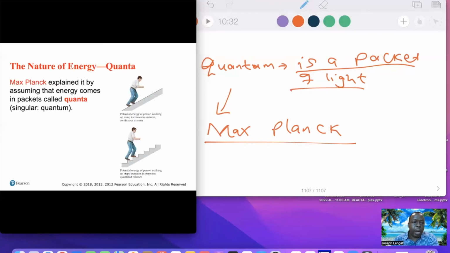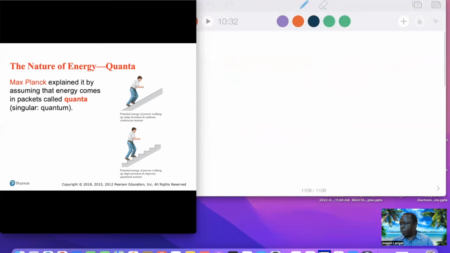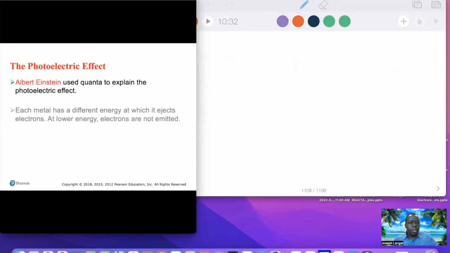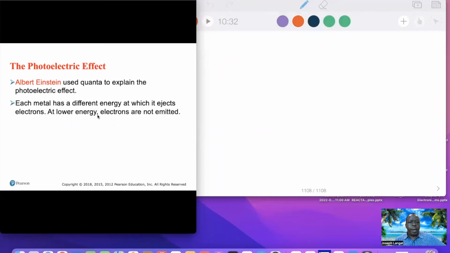So here, Planck is proposing that light is emitted by hot objects in small packets we call quanta. For the photoelectric effect, let's see first of all, what is the photoelectric effect? The photoelectric effect is that when light is shone on a metallic surface, electrons are ejected. Albert Einstein explained the photoelectric effect.